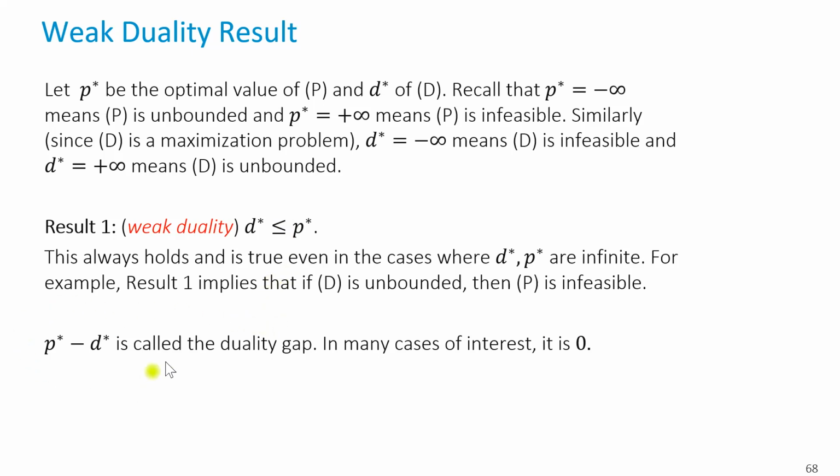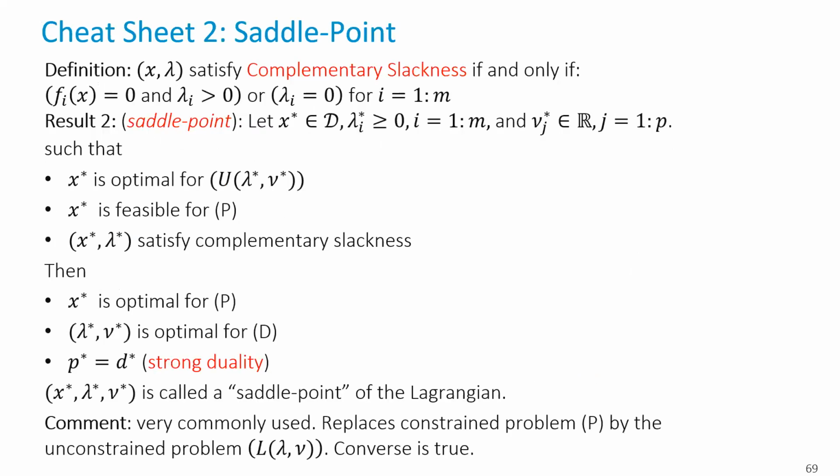But of course, we're interested in the cases where both problems have the same optimal value. And if this is not true, it's called the duality gap. And we want to know when it's zero. And there is one case where it is zero. And this is perhaps the most common way of using Lagrange duality, which is called using a saddle point.